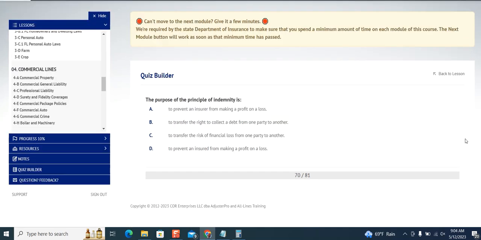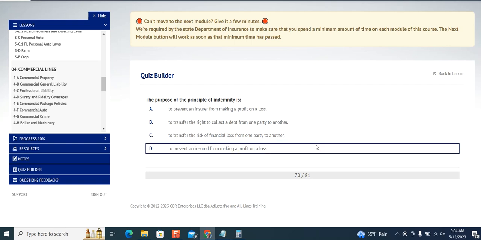The purpose of the principle of indemnity is, okay, you need to know the definition: to prevent an insured from making a profit on a loss. The insured.